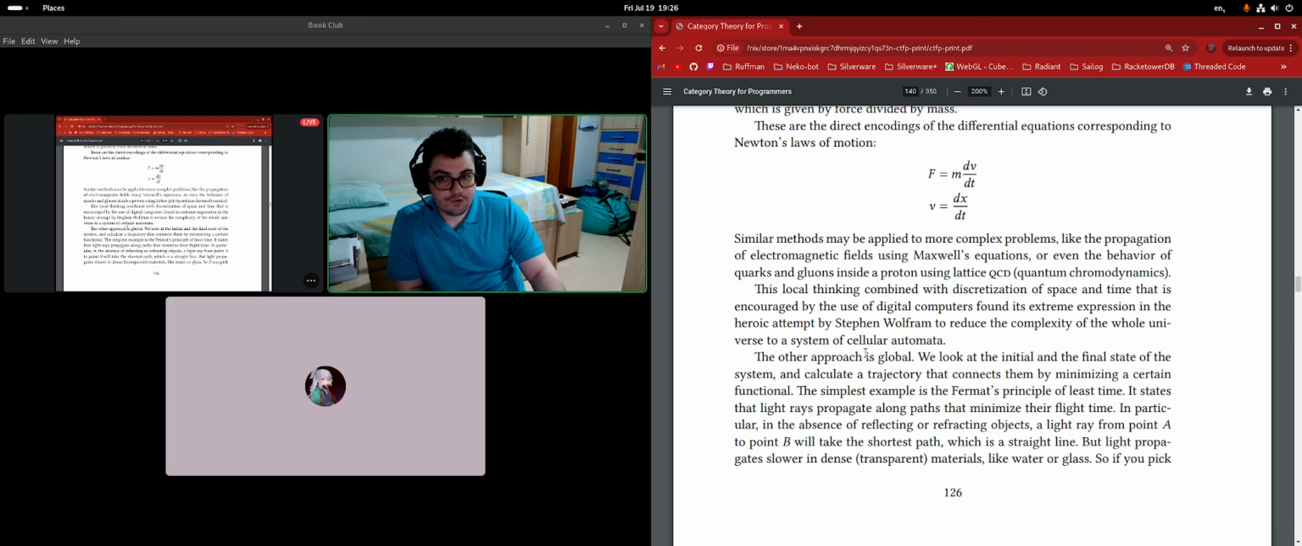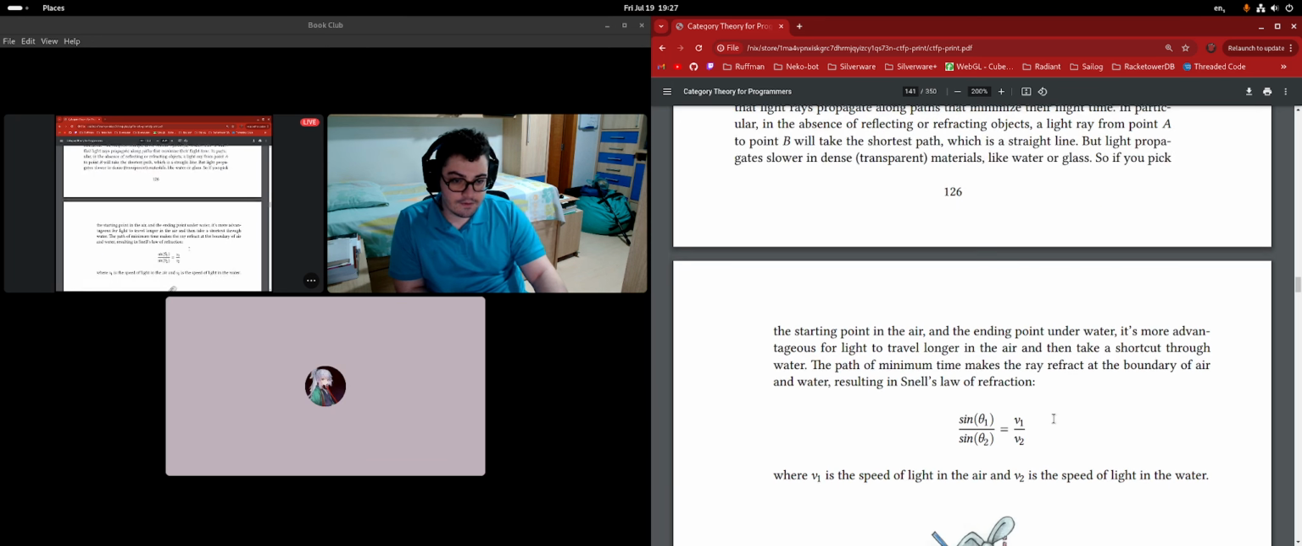And then we go to the other approach, which is called global or holistic. We look at the initial and the final state of the system and calculate a trajectory that connects them by minimizing a certain functional. The minimizing is kind of interesting. The simplest example is Fermat's principle of least time. This is basically like, I know where I am, I know where I want to be, so let's establish a trajectory. How can I go from one to the other? That's how the global approach does things.